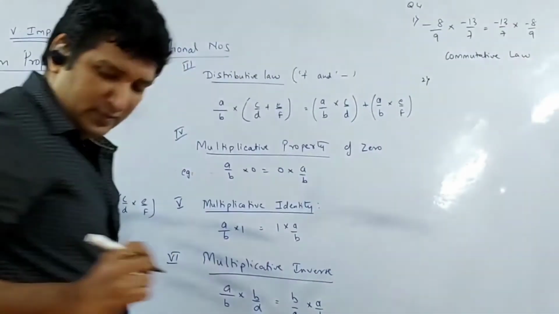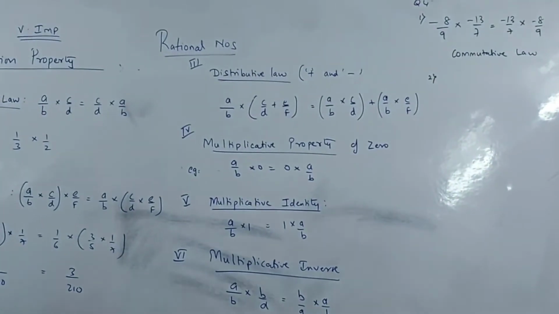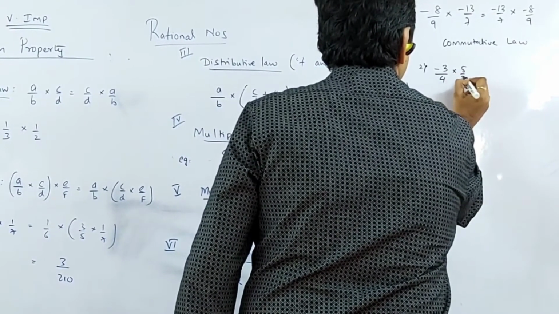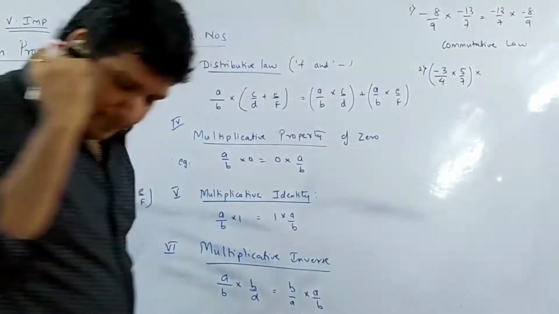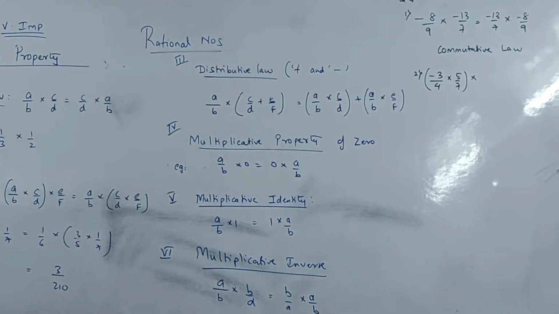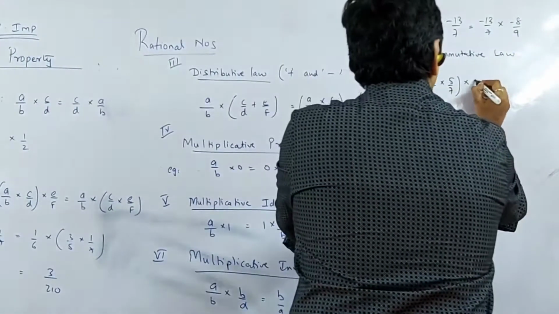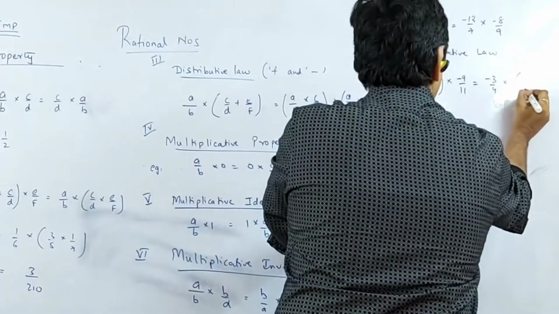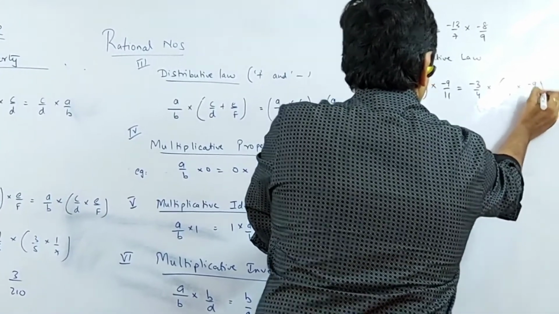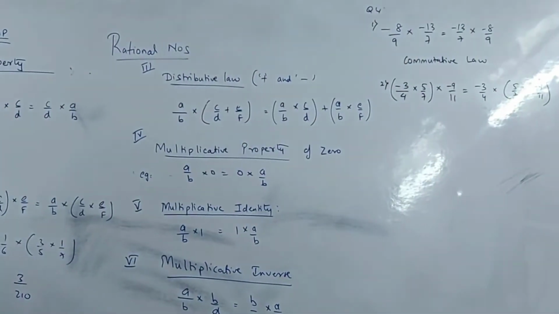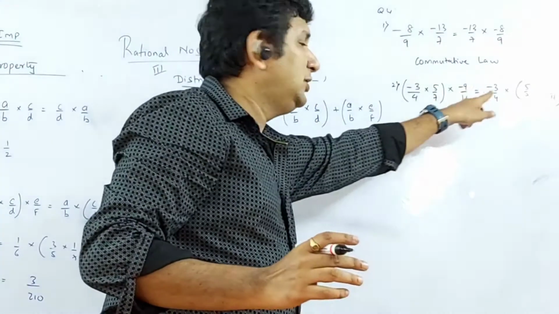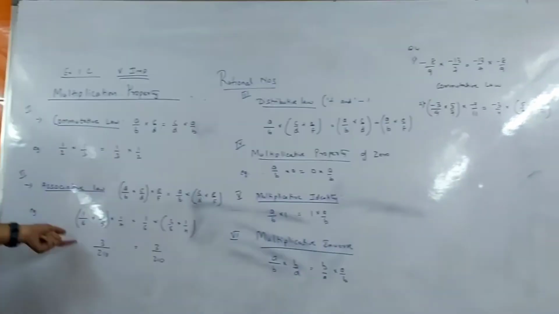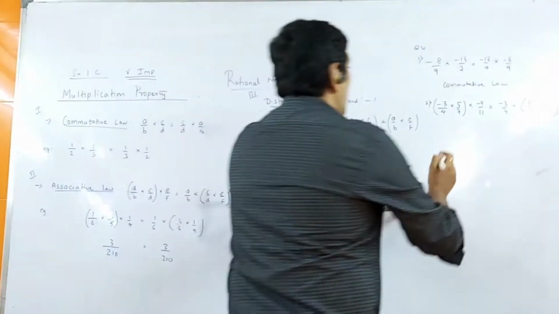Part 2. Minus 3 upon 4 into 5 upon 7, multiplied by minus 9 upon 11, and here again minus 3 upon 4 into 5 upon 7 into minus 9 upon 11. As you can see, there is no plus minus, only multiplication. So when there is only multiplication, it is said to be what? Associative, because there are 3 rational numbers used over here. So this is nothing but the associative law.